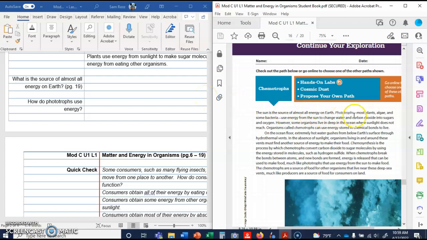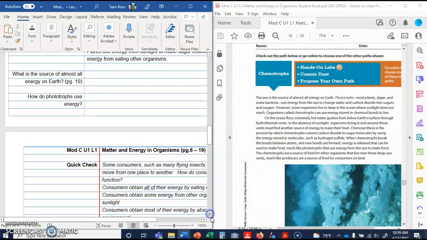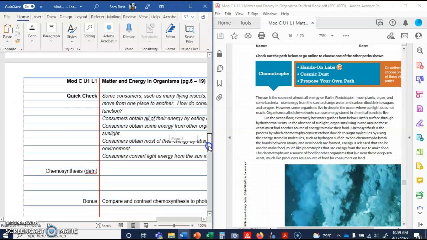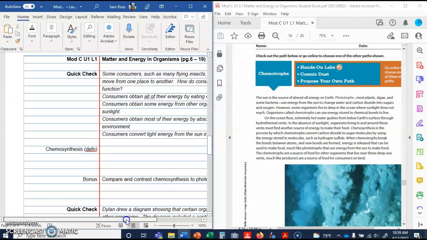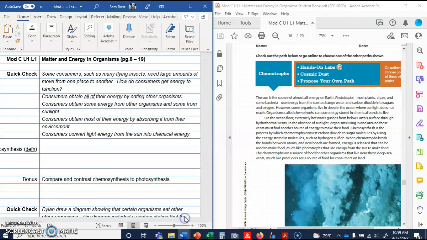How do phototrophs use energy? Phototrophs, most plants, algae, and bacteria, use energy from the sun to change water and carbon dioxide into sugars and oxygen. So phototrophs use energy from the sun to change water and carbon dioxide into sugars and oxygen. Okay, so let's continue. We have some more quick checks.